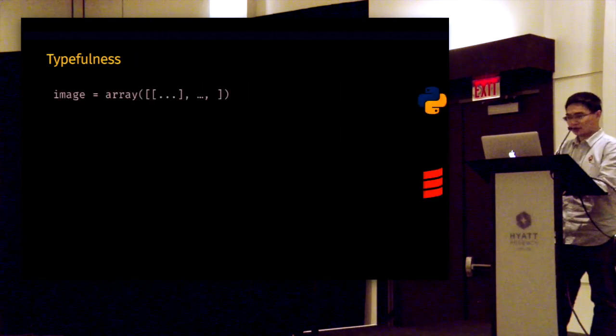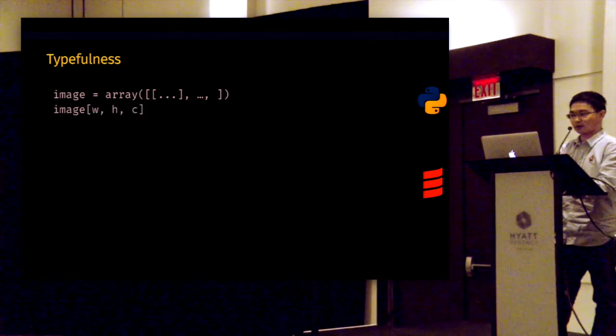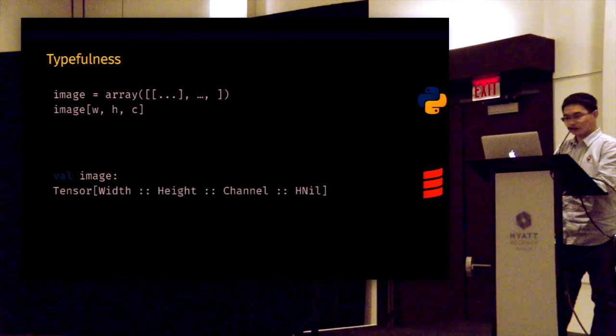For example, let's revisit again the image and the sentence. An image in Python will be just accessed in this way. It's just an array of a cube, then the first dimension is width, second is height, the third one is channel. You have to remember them by heart. But in Scala, we probably could do this.